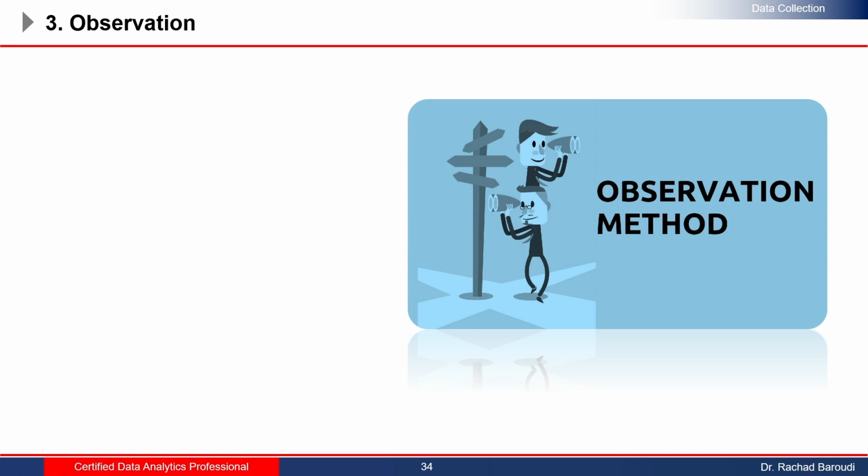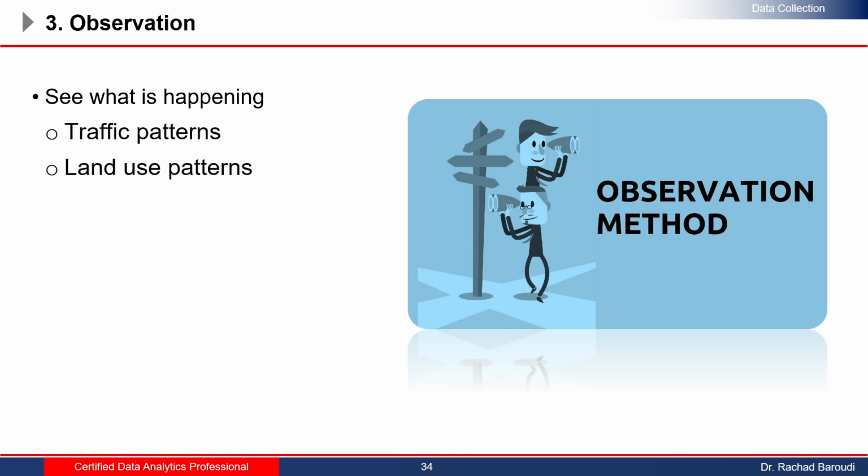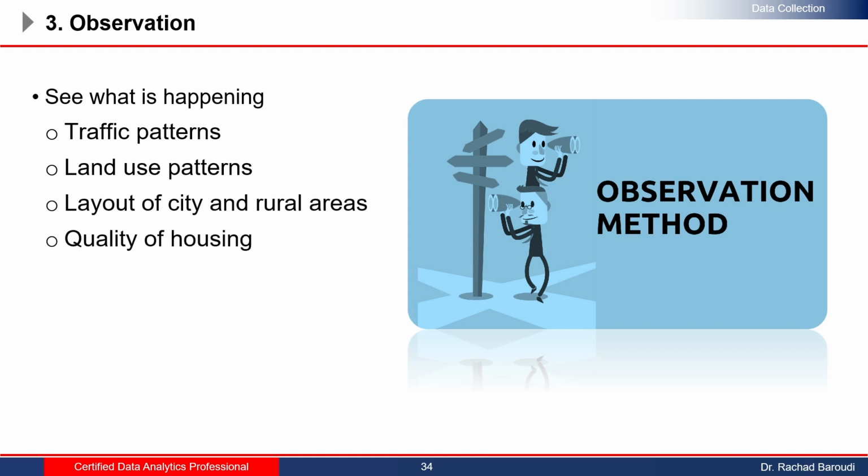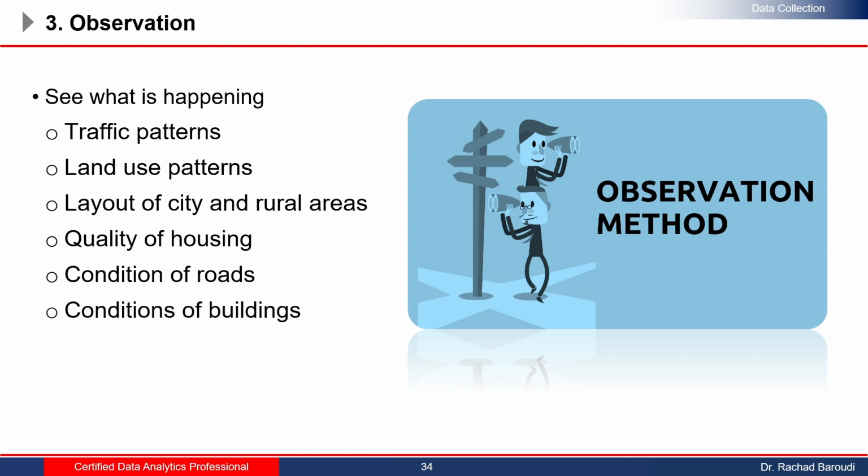The third method is observation, and this depends on the quality of observation of the person who's doing the scanning. So see what is happening, for example, in traffic patterns, land use patterns, layout of city and rural areas, quality of housing, condition of roads. So they take a trip around the city trying to document where are the holes, for example. Condition of buildings, if there's any cracks in the building, especially tall building in downtown.